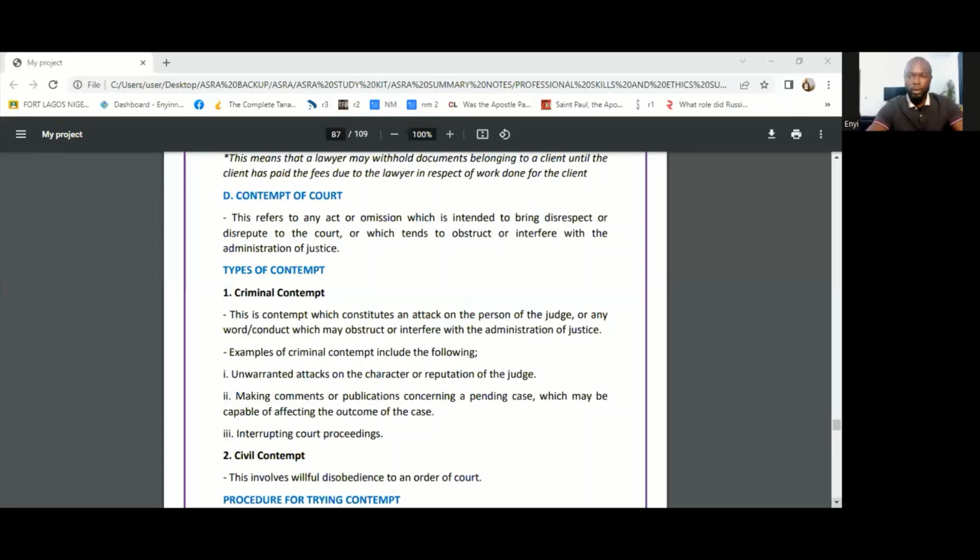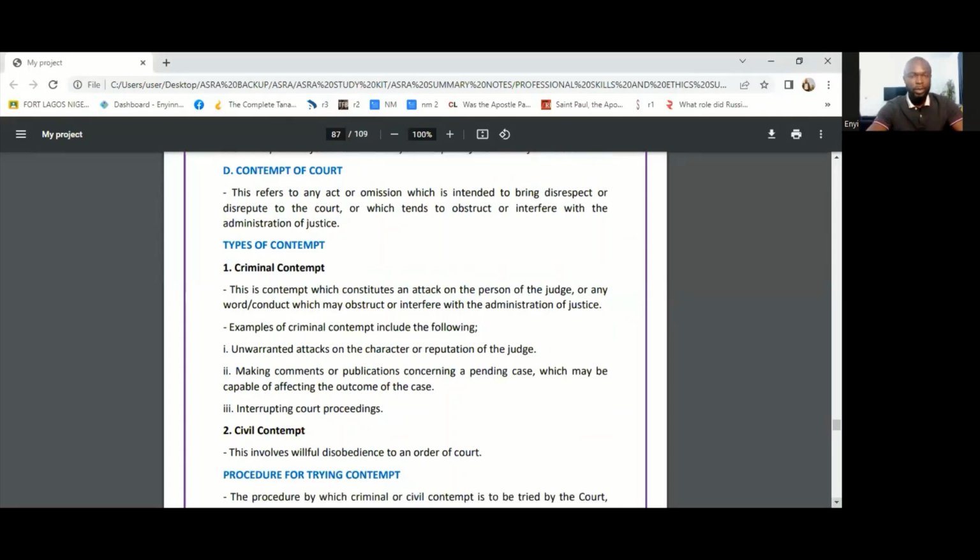Hi, so today we're going to be talking about the topic contempt of court. Now, when we talk about contempt of court, contempt is any act or omission which is done and it's intended to bring disrepute or disrespect to the court or to interfere with the administration of justice.